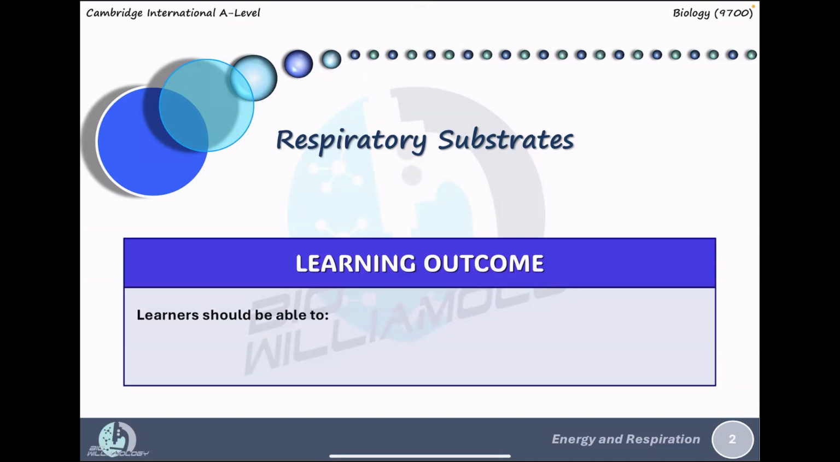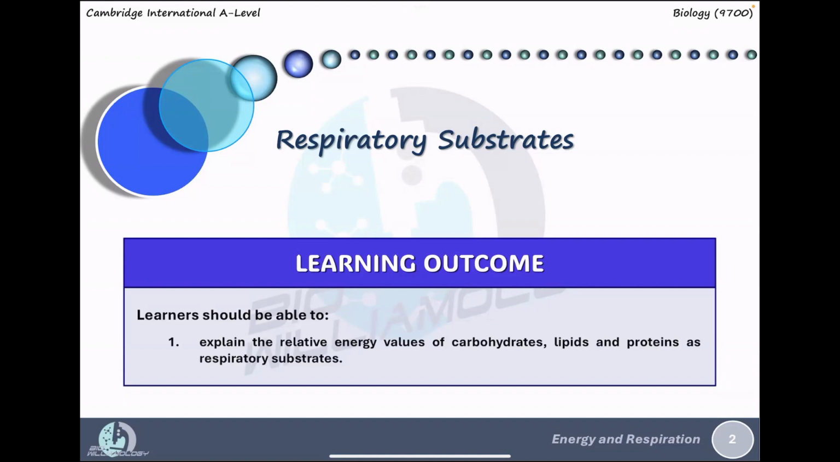In this lesson, we will explore different types of respiratory substrates. At the end of this lesson, you will be able to explain the relative energy value of carbohydrates, lipids, and protein as respiratory substrates. Let's get started.